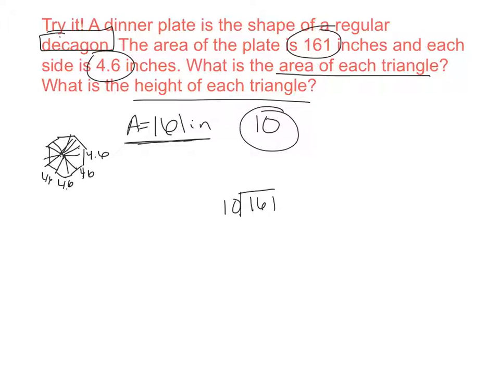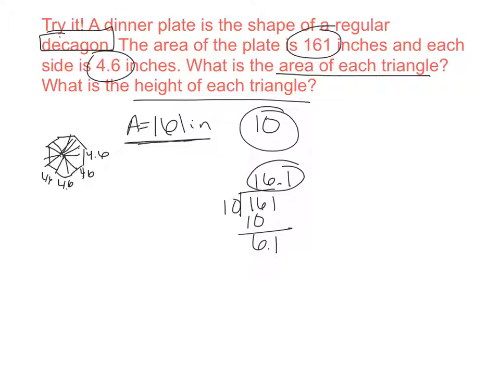161 divided by 10 should give me 16.1. Okay, now actually I just know that because I just moved over the decimal. So each of my triangles is 16.1 inches squared.